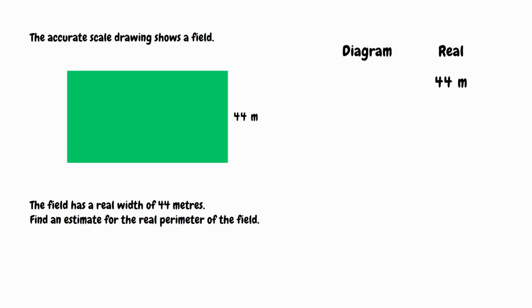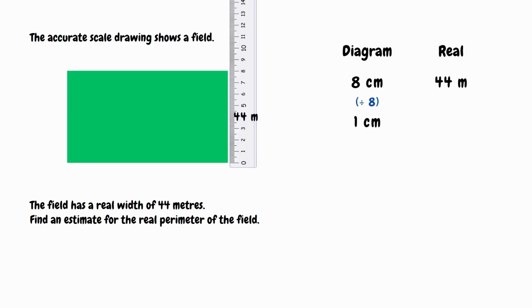So now let's find the diagram width. We're going to measure the width of our rectangle. So using our ruler, if we measure the width of our rectangle, we get 8 centimetres. So now we've made this connection. We can see that 8 centimetres on the diagram represents 44 metres in real life. So now all we're going to do, just like before, is find out how much 1 centimetre on the diagram represents in real life. So to find 1 centimetre, I just need to divide by itself on the left-hand side. So I'm going to do 8 divided by 8, and that's going to give me my 1 centimetre.